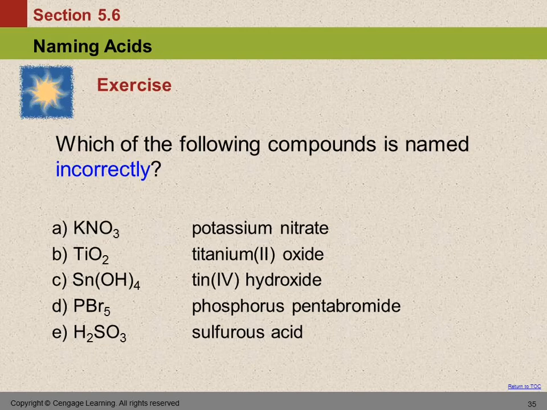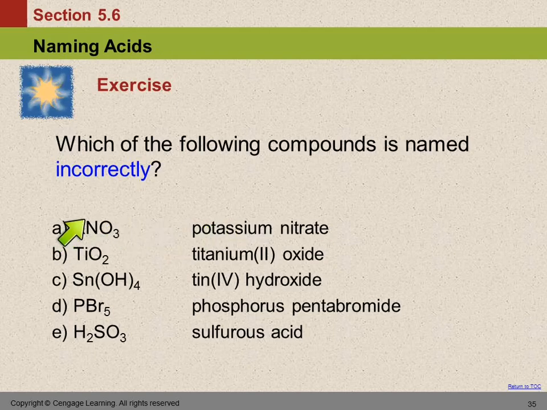Well, let's think about this. What kind of a compound is this? We have to look at the first element. Is K a metal? Yes, it's way on the left side. This is a metal, so it's what kind of compound? Ionic. So K is potassium, correct? Yes. Does potassium need a Roman numeral? No, it's in group 1. It does not need a Roman numeral. Okay, so this is okay.